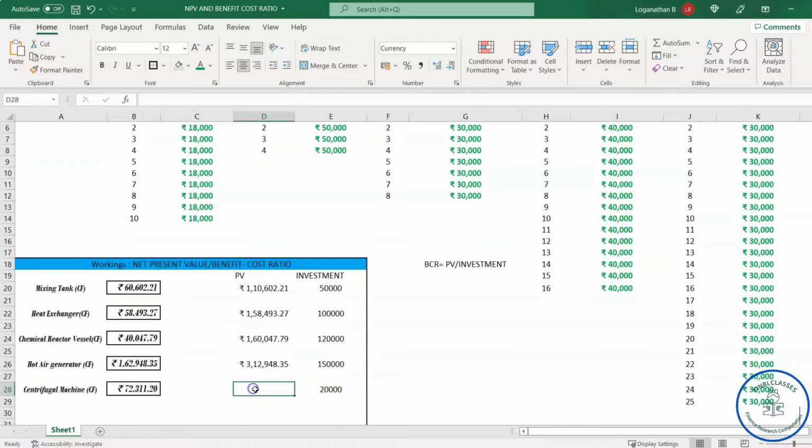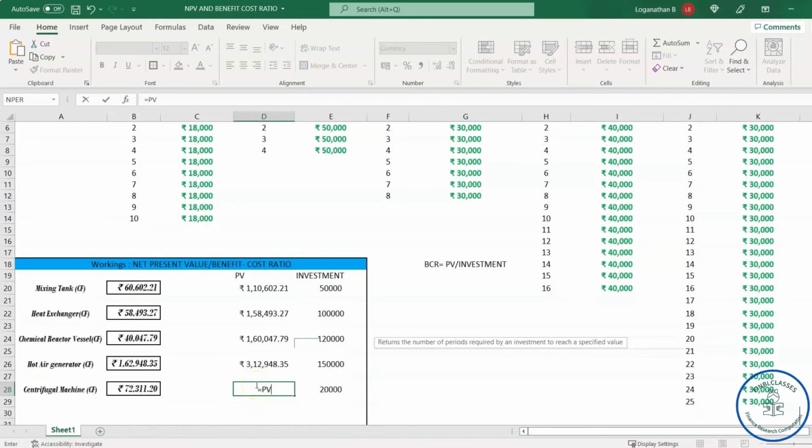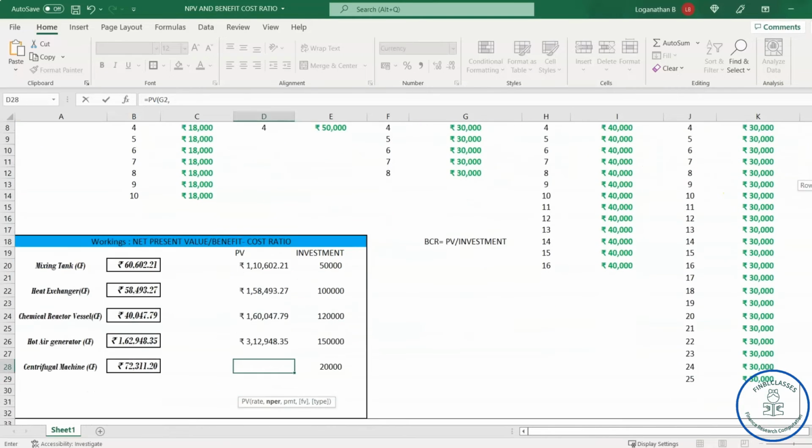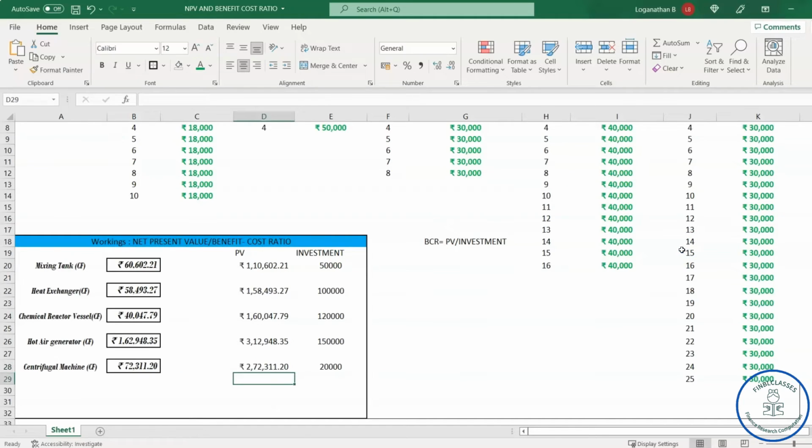Then we have for the centrifugal machine, equal to present value, the rate is 10%. So select the rate as 10%, comma, the number of years for centrifugal machine comes to 25 years. So I have to type 25, and the cash inflow that they are getting is 30,000, right? So minus 30,000 I'll be typing, then close the bracket and enter. So you'll be getting that the present value is 2,72,311.20. So this is the present value that you're getting.